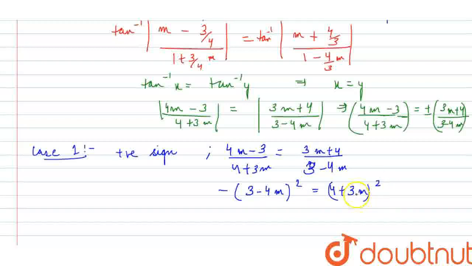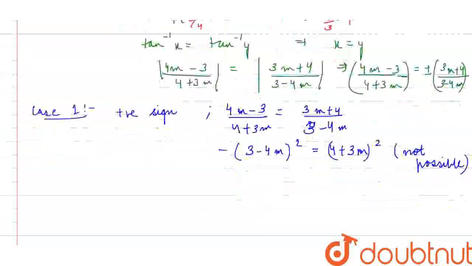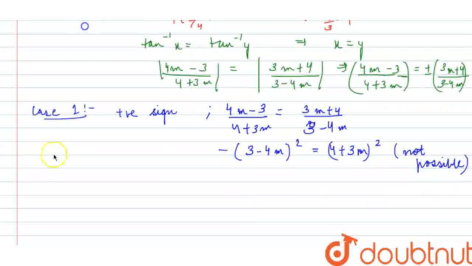Now this is not possible. Why? Because a square can never be a negative number. So it means that this case is not possible. So the remaining case and the correct case would be if I'll be taking the negative sign.